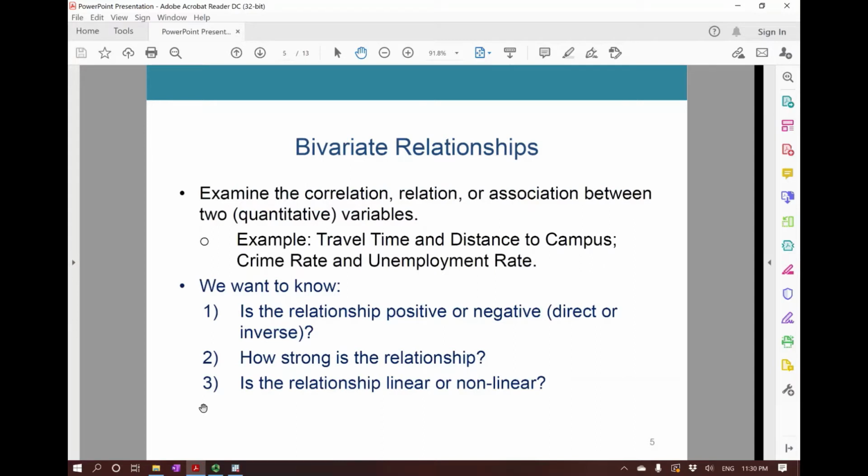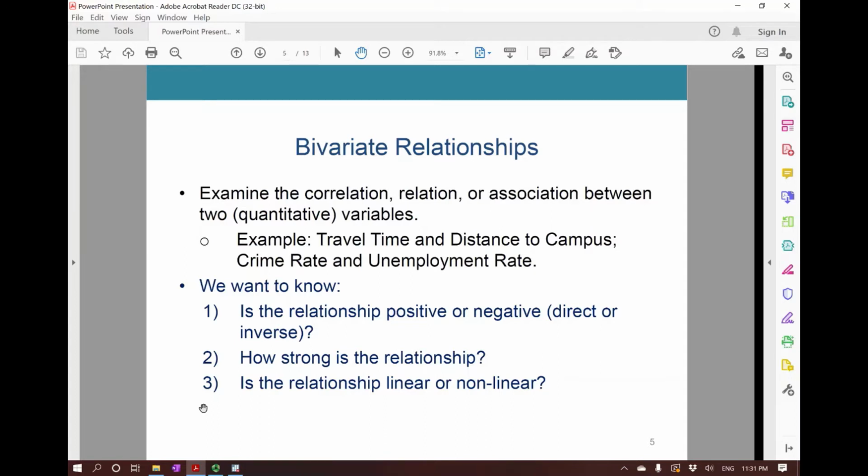Next, I want to spend some time to talk about using data or statistics to examine bivariate relationships. When we talk about bivariate relationships, we're really trying to examine the relation or association between two quantitative variables. We want to look at, for example, whether the travel time and distance to campus are correlated, related, or associated. Usually these three words are somewhat interchangeable, although we mostly use correlation in statistics. Alternatively, we may also be interested to look at whether crime rates and employment rates are correlated or not.